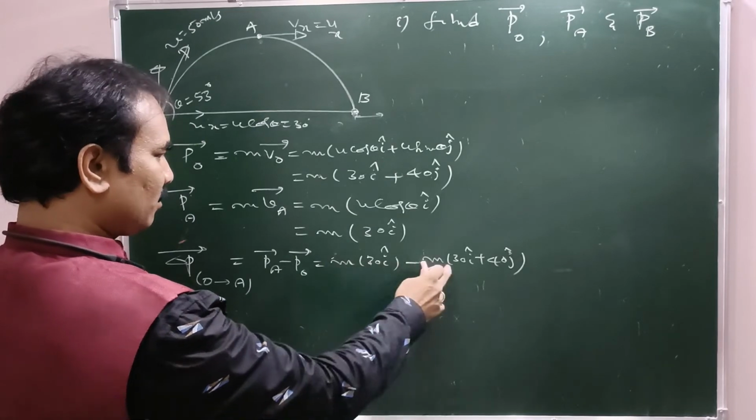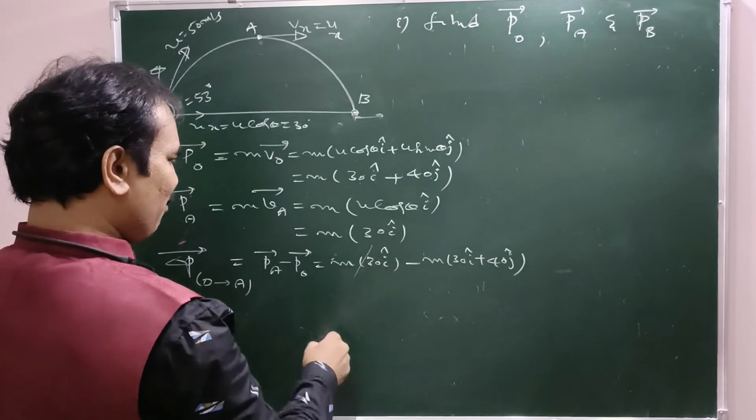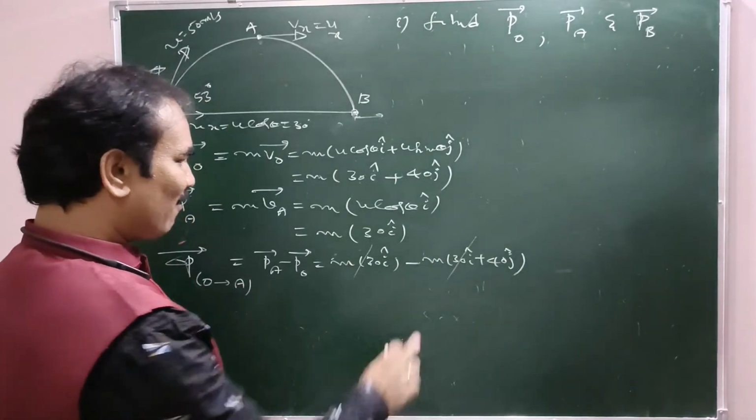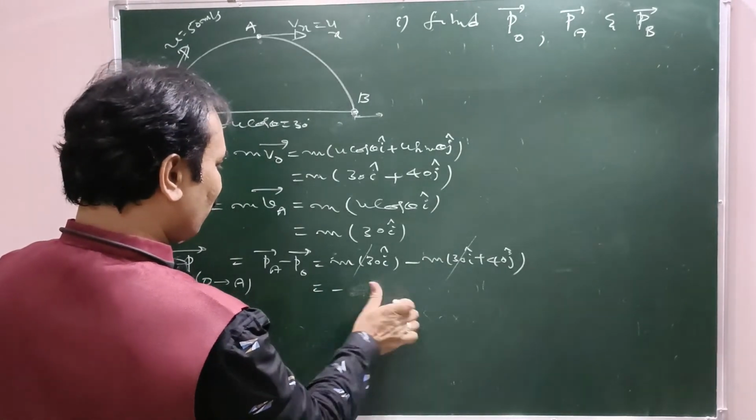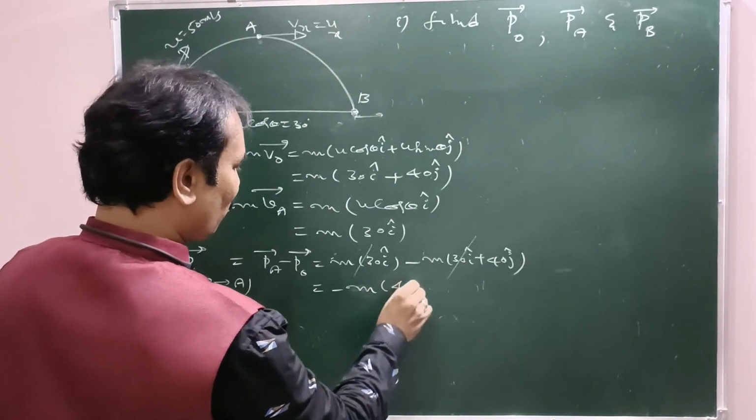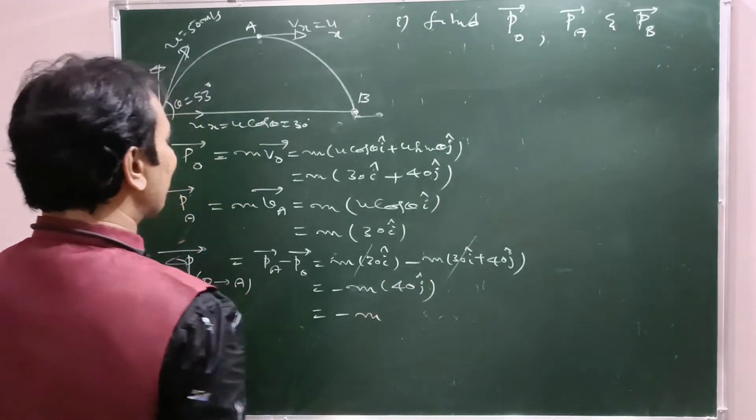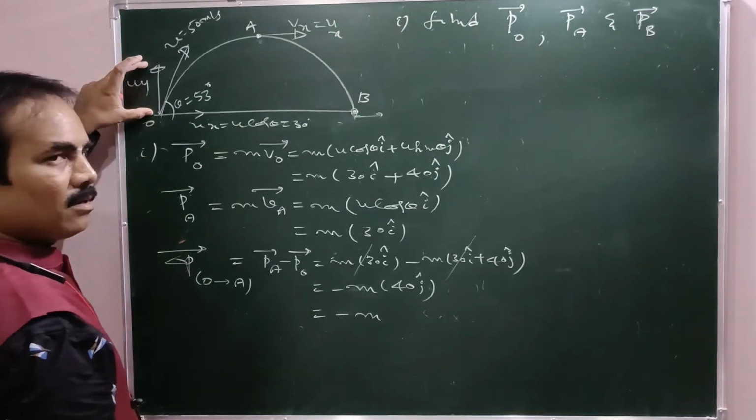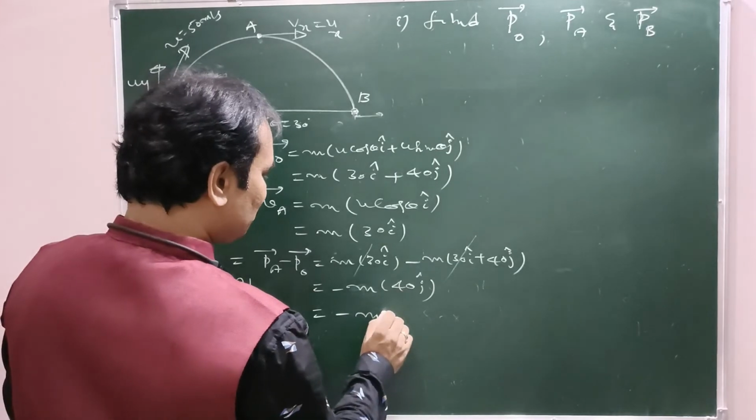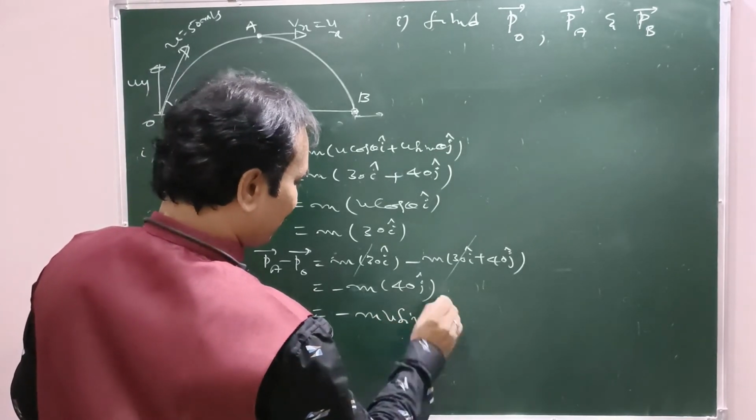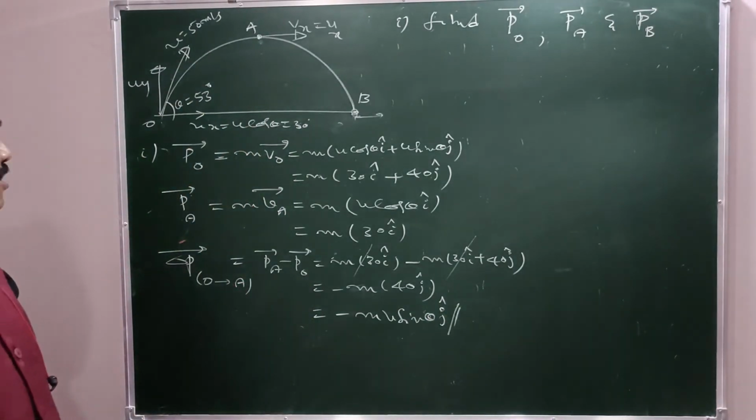So here M into 30I cancels. We are left with the minus of this one, that is minus 40J, equal to minus M into 40J. What does 40J mean? 40J means U sin theta, Uy. So it is minus M U sin theta.